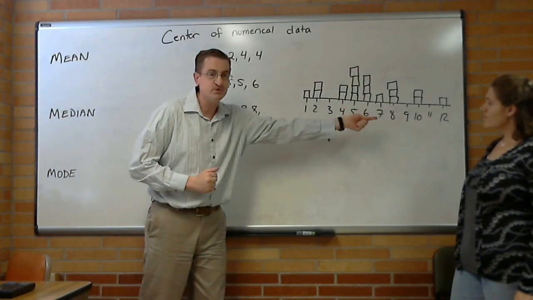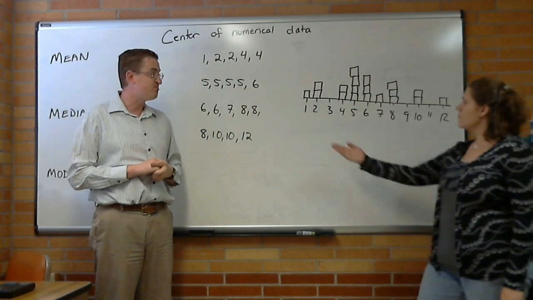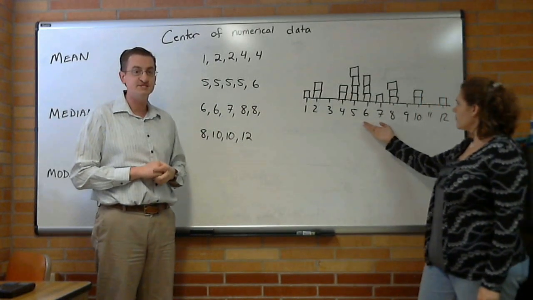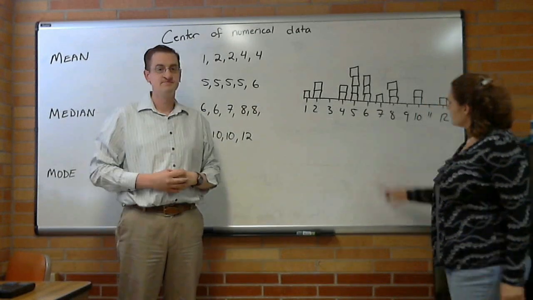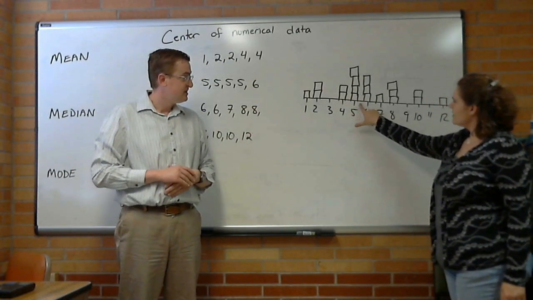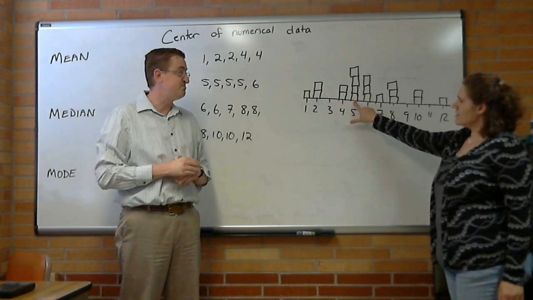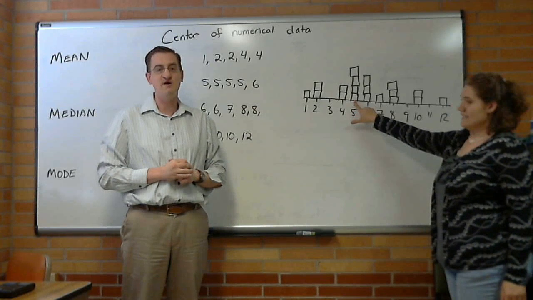So imagine this was a wooden board with boxes on it, and my lovely wife Tisha is going to point to where she thinks it would balance if she were to balance that with one finger. So where would it balance? She's putting it right by 5, higher or lower. She's changing her mind. Okay, she's putting her finger right on 5.